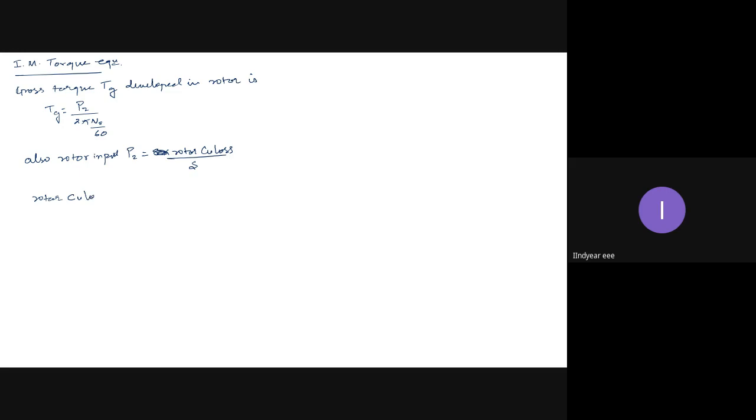Rotor copper loss is equal to 3 into I2 square R2. Therefore, P2 is equal to 3 I2 square R2 divided by S. Or I can say IR square R2, which is better because so far we have seen the rotor current as IR. Now what is IR?